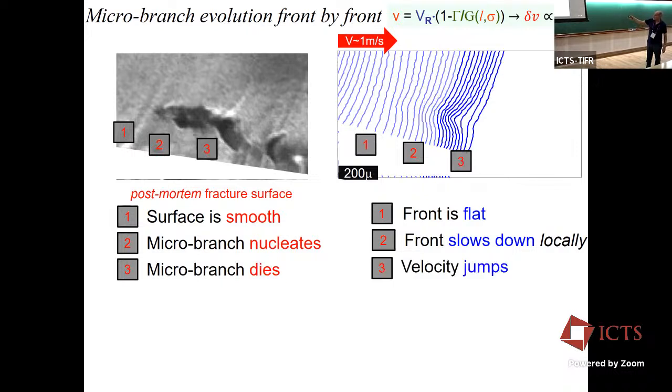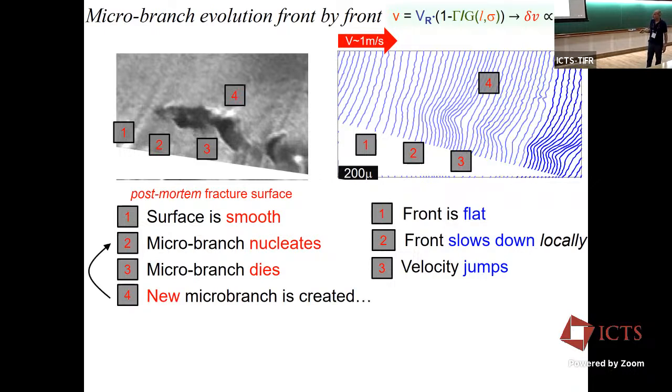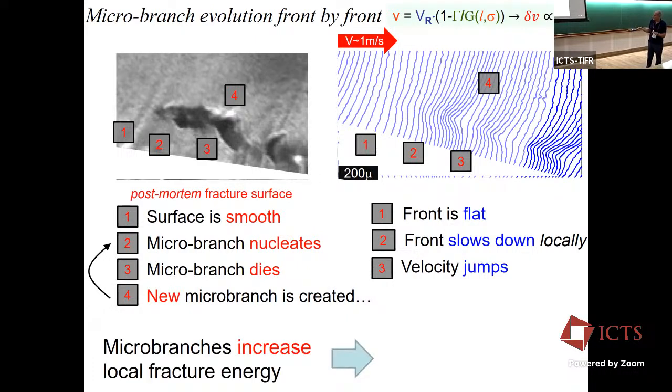And then point 3 is, these guys here, the crack locally slows down and increases its curvature. At point 3, the microbranch dies and the crack front jumps ahead. So we see, this is what we're going to look at. This is what we see now.